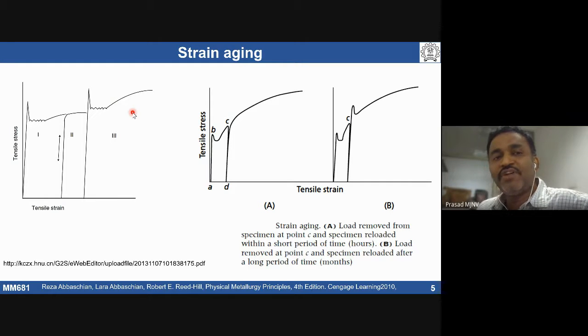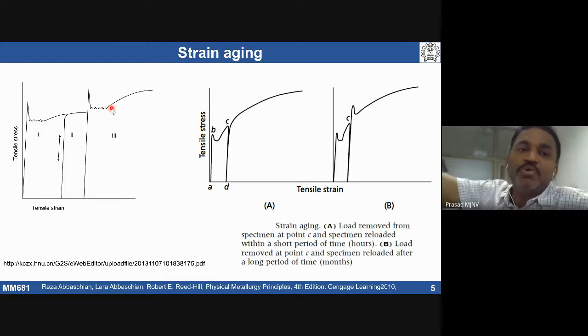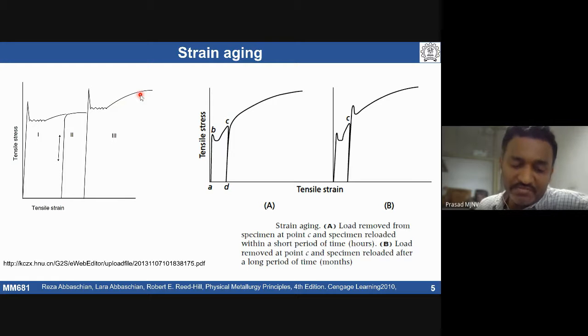Then we are not talking about interaction. The solutes will not migrate that easily during deformation. We are generating more and more dislocations, and mobile dislocations can move at a certain velocity, depending on the strain rate we are giving. Accordingly, we see regular work hardening behavior of the material.